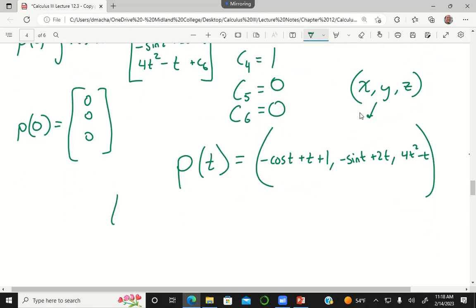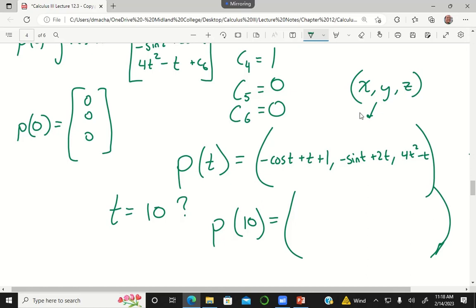And so my question was asking, what is my position when t is equal to 10? So we just have to plug in 10 and find that p of 10 is, well, you'd need to use your calculator, right? Because I don't know what cosine of 10 is. But it would be negative cosine 10 plus 10 plus 1, negative sine of 10 plus 20, and then 400 minus 10, so 390 for my z coordinate. Okay. I don't have a calculator, so I'm not going to worry about plugging it in because you guys know how to plug it in.